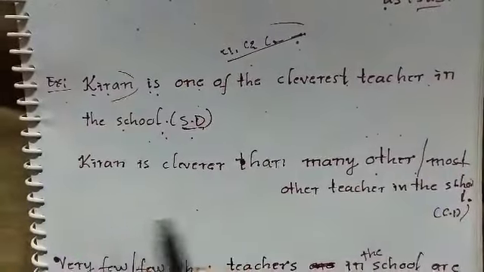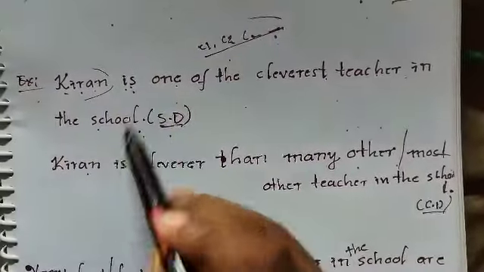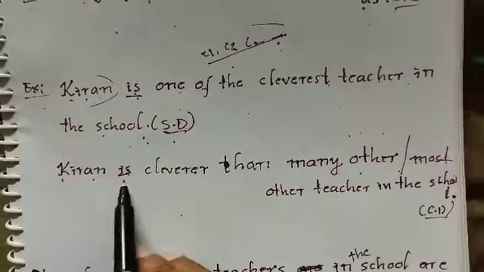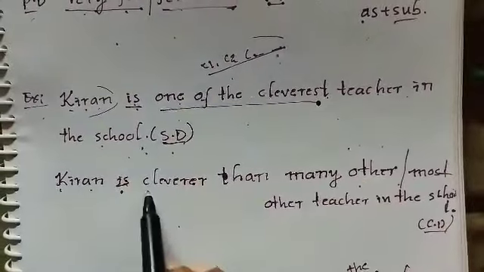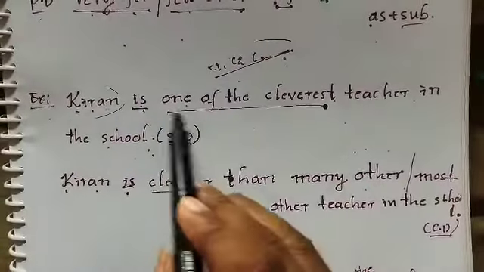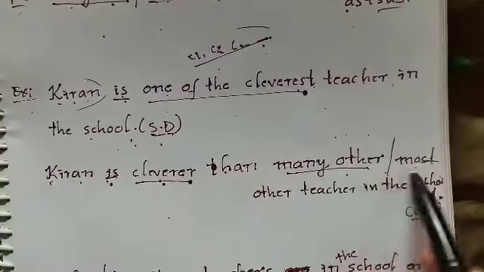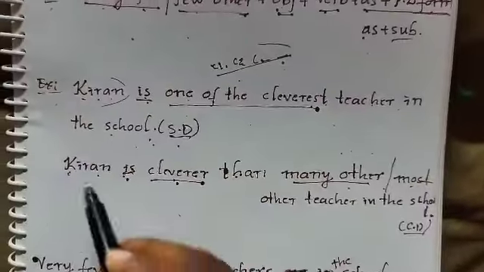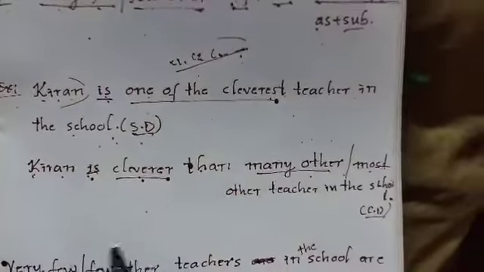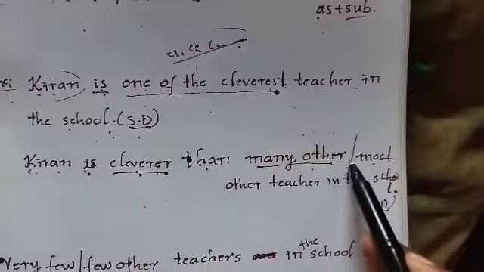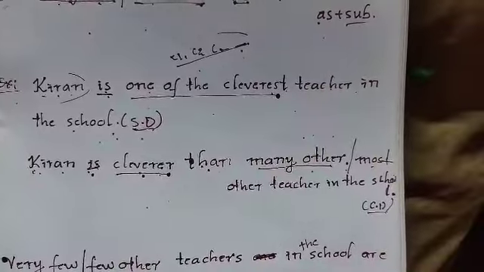Next, we want to change the same sentence into comparative degree. Same structure: subject to subject, verb. Here the be form is the verb. So Kiran is, and in place of one of the, what do we have to use? The CD form. So one of the cleverest, we have to remember. Kiran is cleverer than many other or most other teachers in the school. So not only Kiran is clever, but also the remaining ones. At that time we can say that Kiran is cleverer than many other teachers or most other teachers in the school.